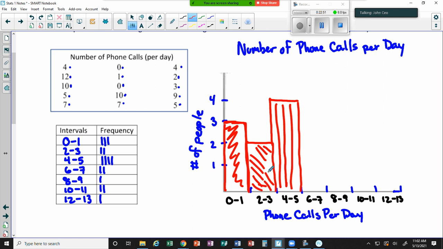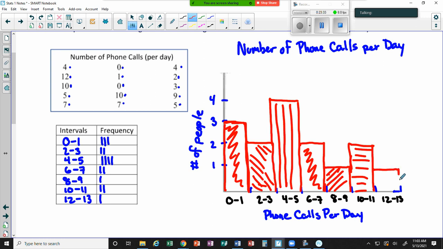Six to 7. 2. 8 to 9. 10 to 11. 2. And 12 to 13. Okay?